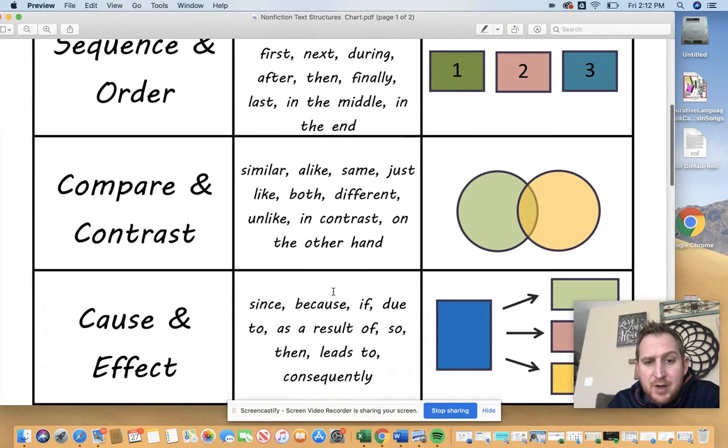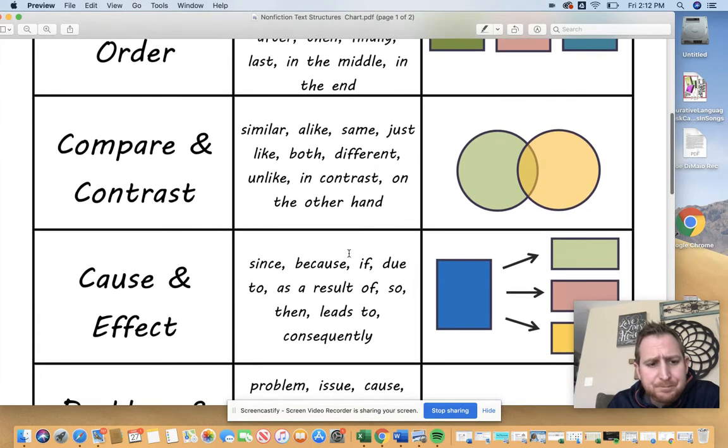Next one, compare and contrast. We have 2 things that are being compared. We're talking about the similarities between the 2 things or the differences between 2 things. Venn diagram is the chart you might see with it.